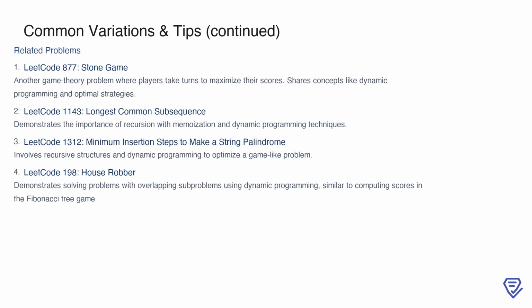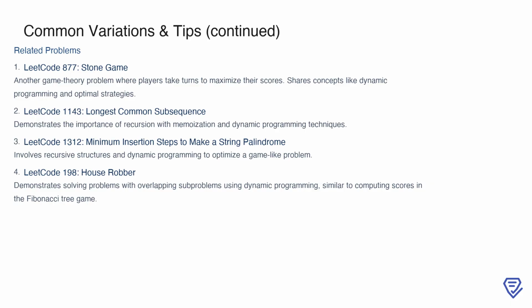The ideas and techniques used in the Subtree removal game appear in several related problems, making them excellent practice for refining your skills. For instance, LeetCode 877, the Stone Game, is another game theory challenge where players alternate turns to maximize their scores. It shares concepts like dynamic programming and optimal strategies. Similarly, LeetCode 1143, the longest common subsequence, highlights the importance of recursive thinking combined with memoization, which is directly applicable here. LeetCode 1312, minimum insertion steps to make a string palindrome, also involves recursive structures and dynamic programming approaches to solve a game-like optimization problem.